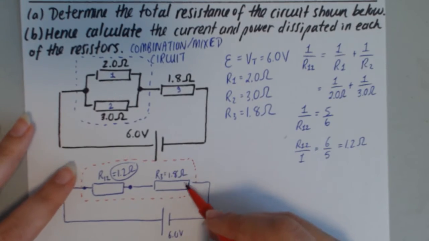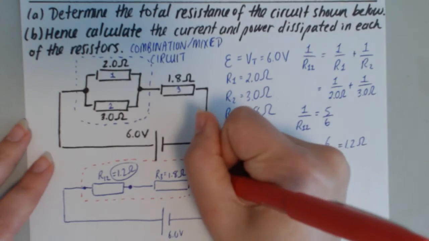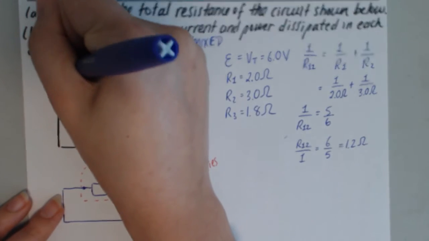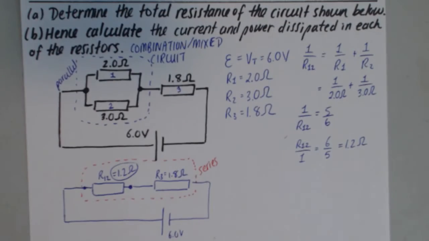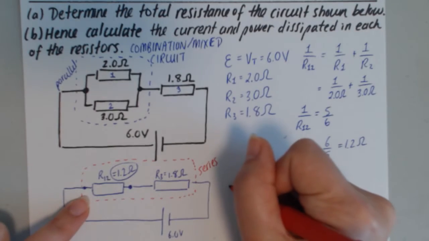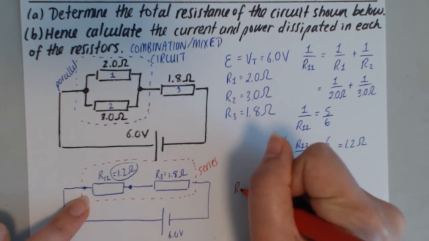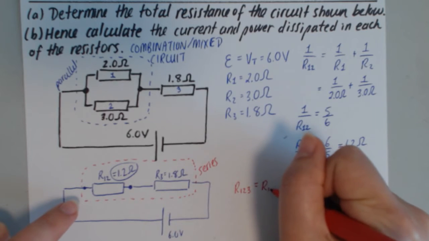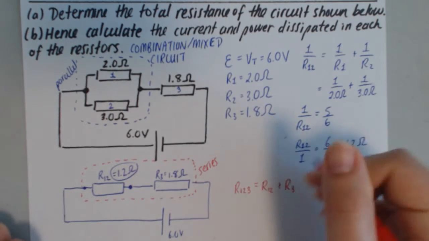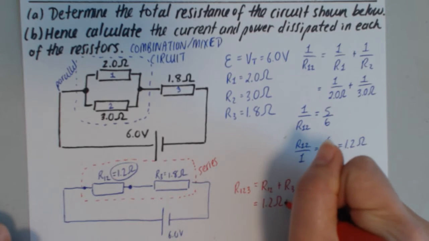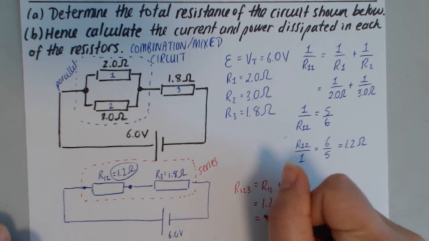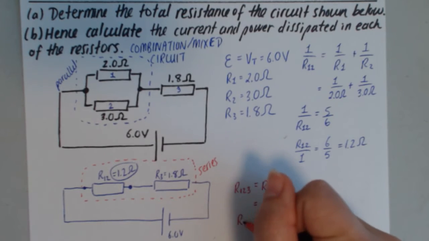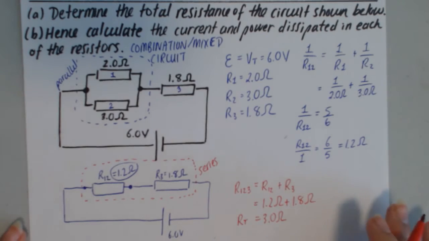So now we're going to combine these two, and since these two are in series with each other, and let me just label these ones, these are in parallel, just these two were in parallel and these two are now in series. That means I'm going to calculate the total resistance, which is R123. Now, because these two are in series, I just have to add them up. So R12 plus R3, so that's 1.2 ohms plus 1.8 ohms, which is 3.0 ohms. And R123 is the total resistance. Those two are the same thing.